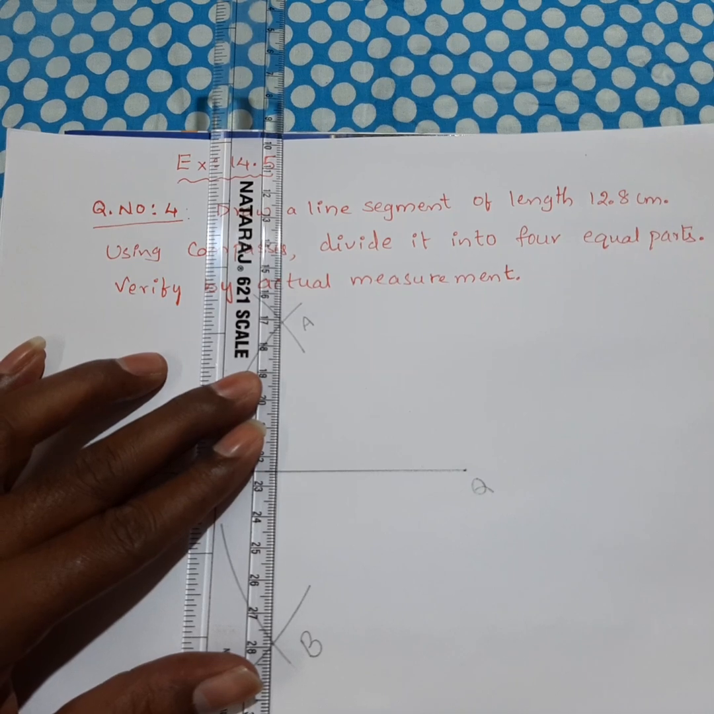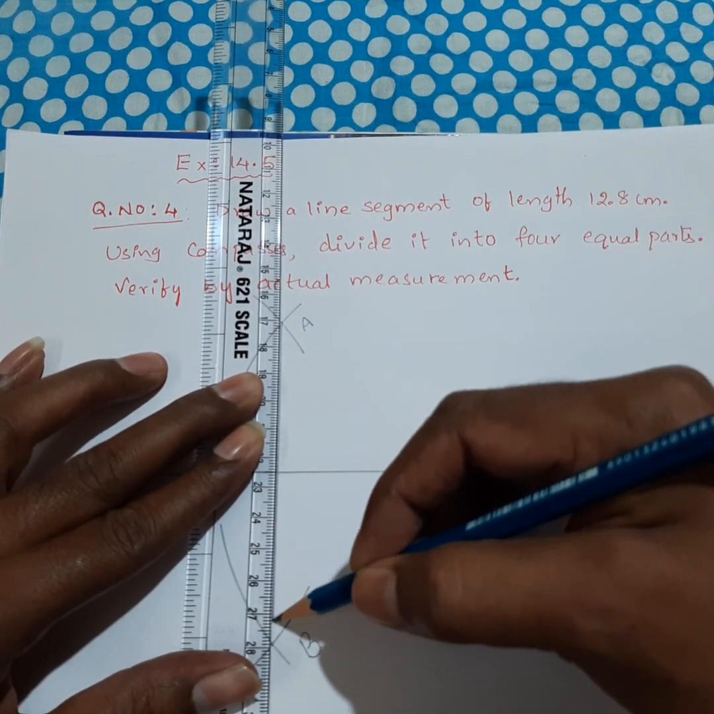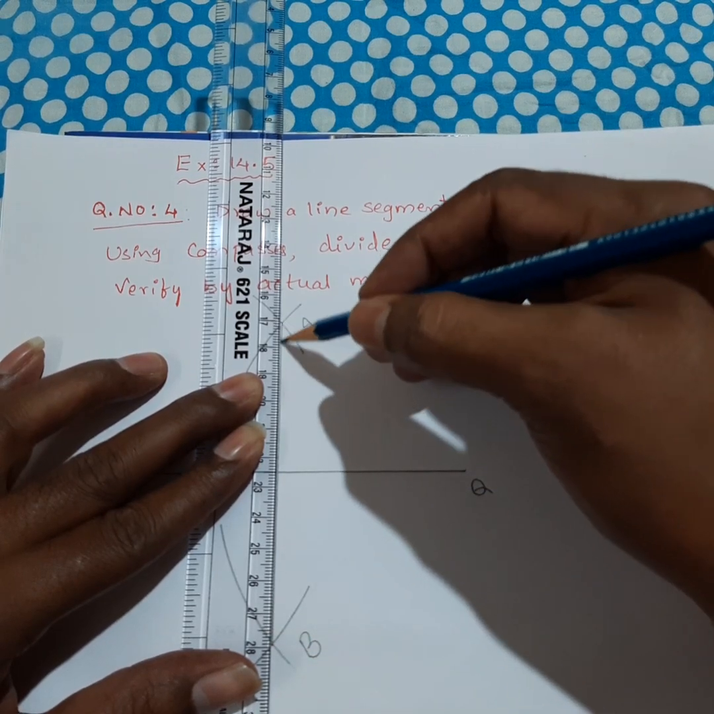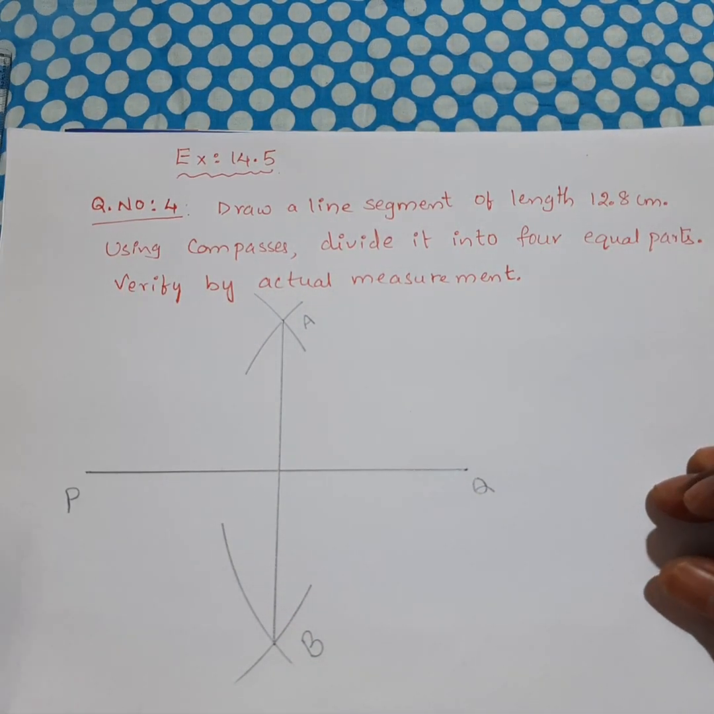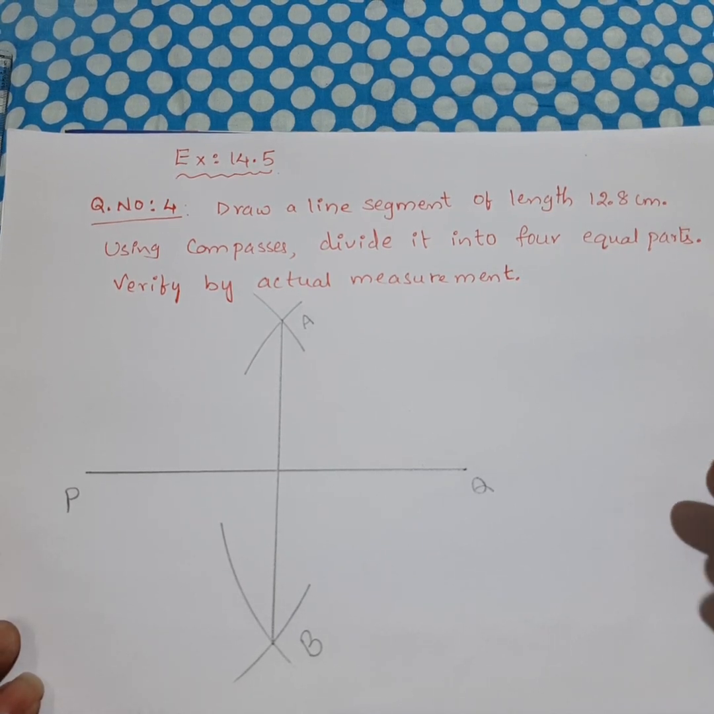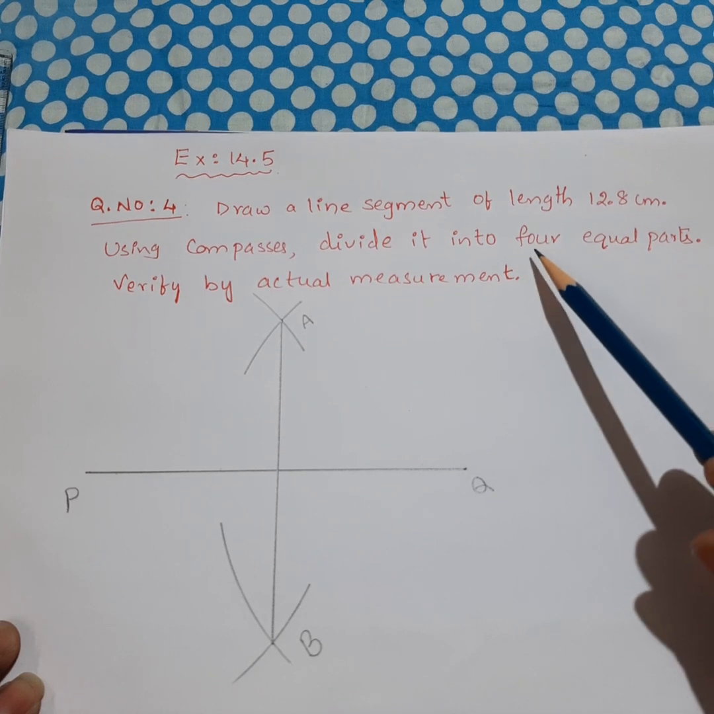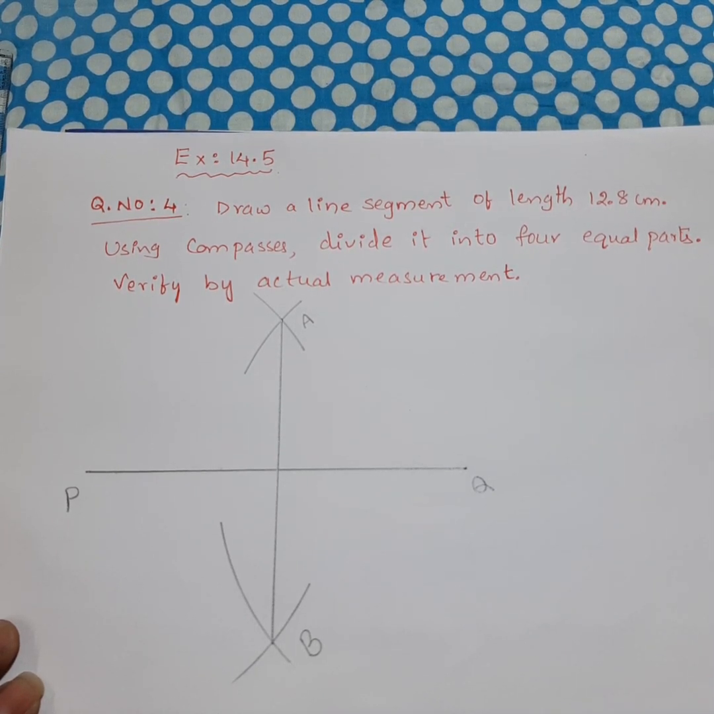While joining, see that you draw the line segment very exactly. Otherwise, you will get a mistake. Right. So AB divides PQ into 2 equal parts. But they are asking for 4 equal parts.